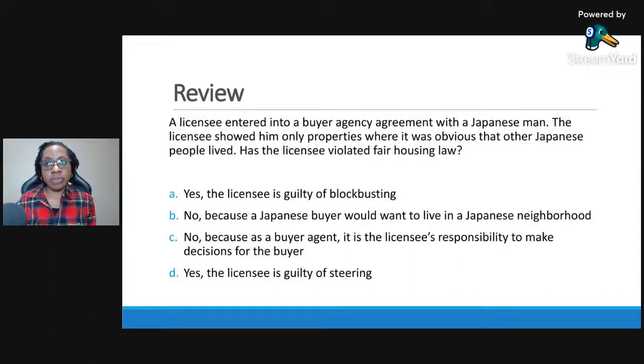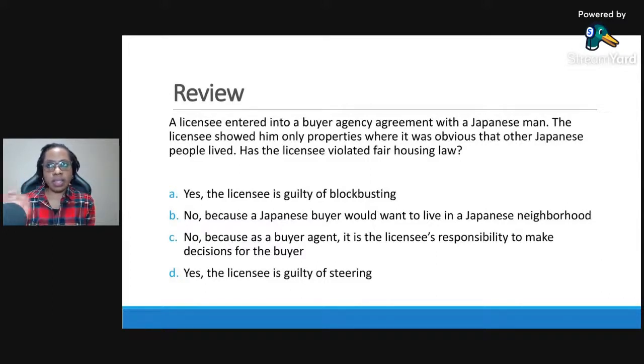So let's say you say no. First no is B, because a Japanese buyer would want to live in a Japanese neighborhood. That's not true, right? We don't know that about this person. It's not in the question. So that can be correct. Second one, because as the buyer agent, you make all the decisions for your buyer. 100% not true, right? It's the client that gets to choose where they want to live, right? So it's not a no.